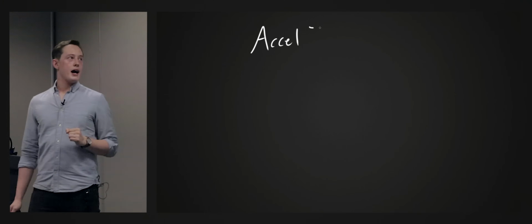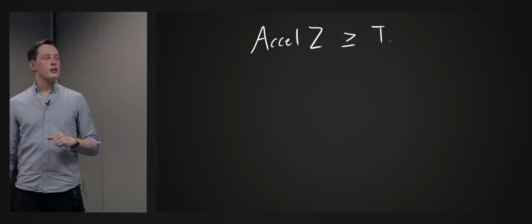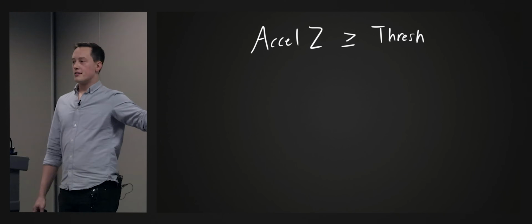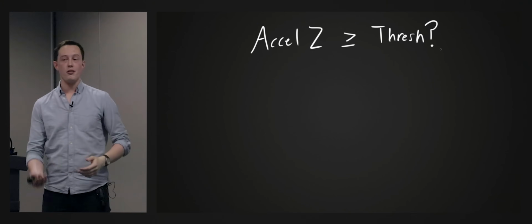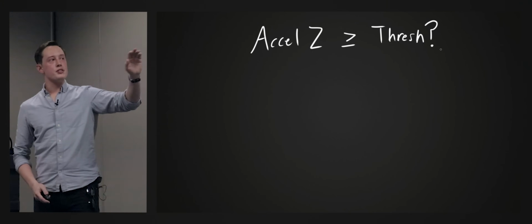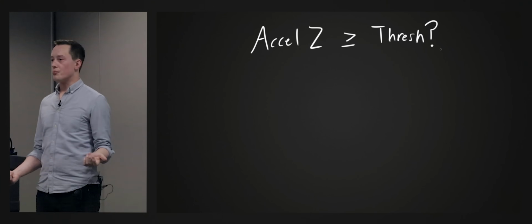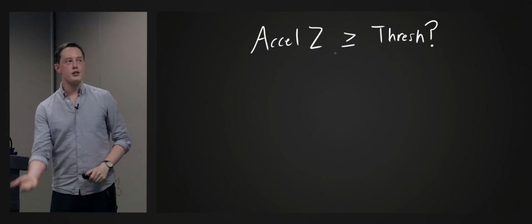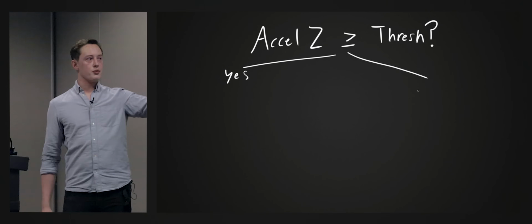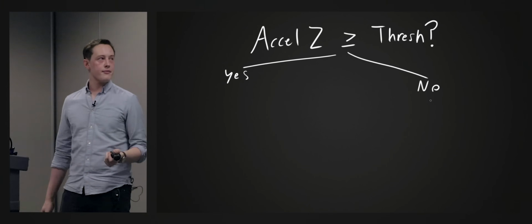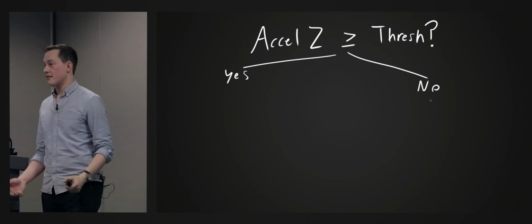Let's take a look at how you detect that you have launched. We have a z-axis accelerometer, which senses the longitudinal axis acceleration, the long axis, right? And we say, if it's greater than or equal to some threshold, we must have launched, right? We're going to be under acceleration right at liftoff, and so this is a quick way to detect that. We can either go yes or no. And if it's no, if we haven't gone past the threshold, we do nothing, right?